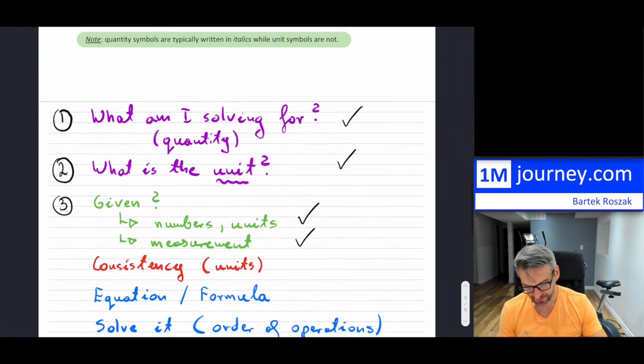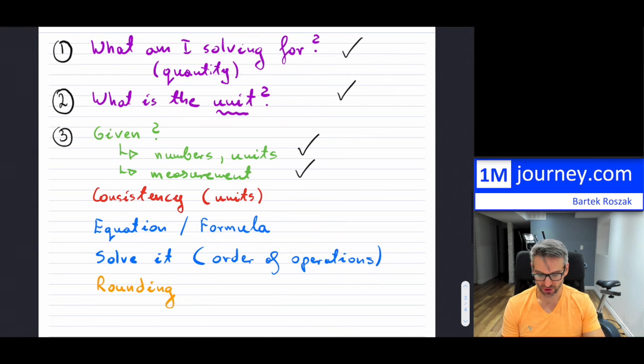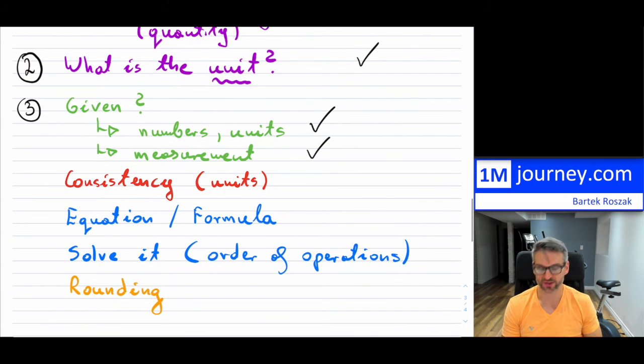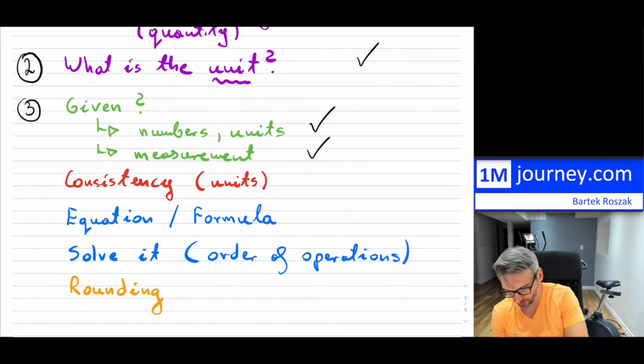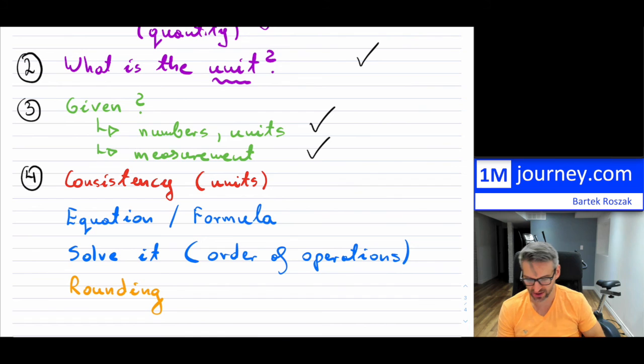Now this one, depending on what you do. So typically, in younger grades, this isn't as much of a worry. But as you get on through later grades, this item in red, which says consistency: here we want to make sure that we do have our units and measurements that are consistent if we're going to be trying to solve.